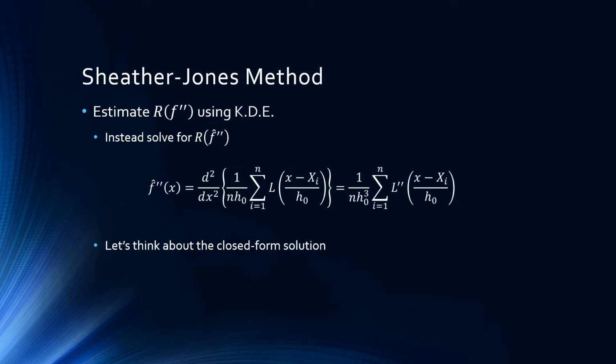Looking at the Sheather-Jones method, we get the R(f'') and we estimate it using the KDE. So the KDE is this f hat term. We take the second derivative. So instead of the f second derivative, we take the f hat second derivative. And we're going to look at a closed form solution for this.